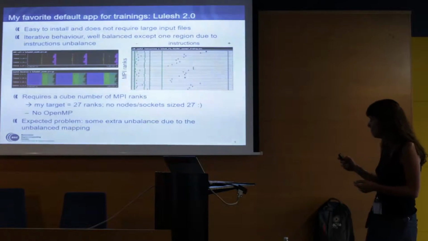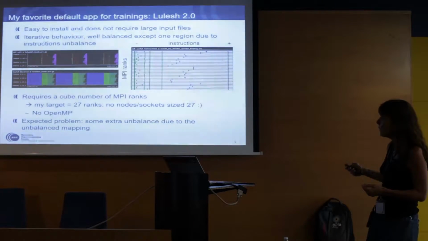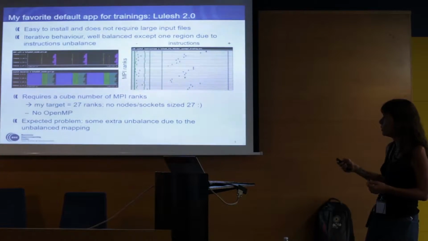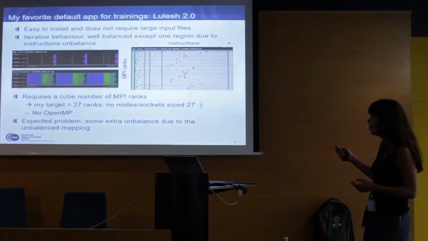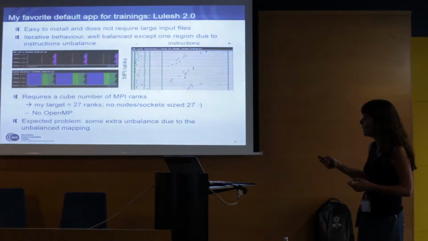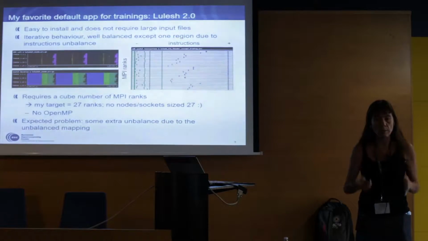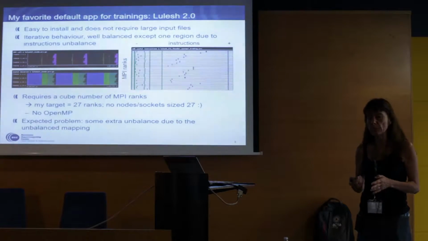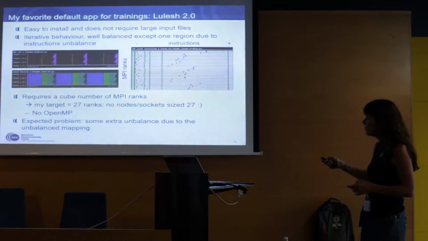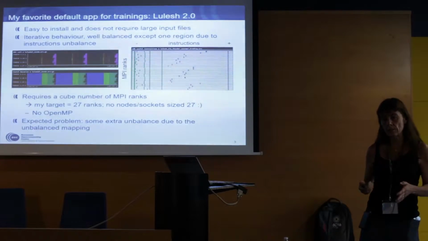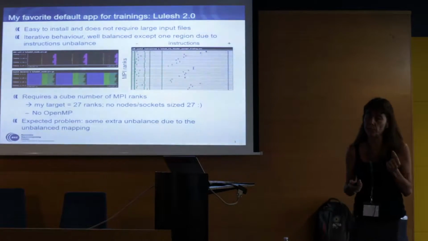Basically, this is the first parameter view. Here I have a histogram, so those are my MPI ranks. This is the number of instructions, so the more to the right, the bigger the number of instructions. So basically I see vertical lines, meaning all the processes are very well balanced, all the processes doing the same amount of instructions, except for that region, okay, that has variability with respect to the instructions. So I have a perfectly balanced application, except one region, okay?